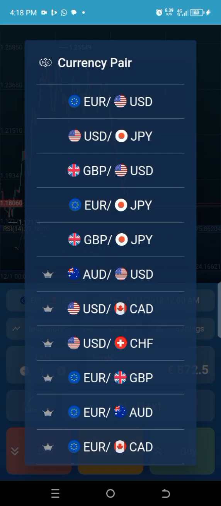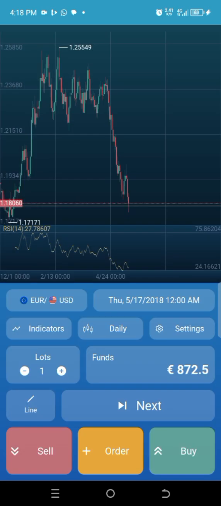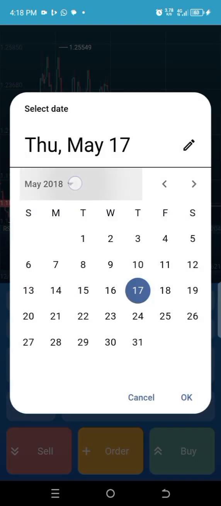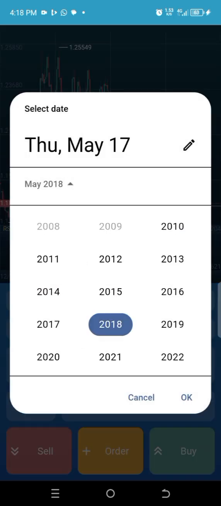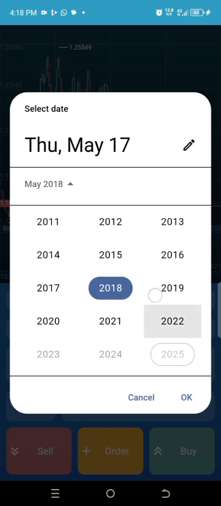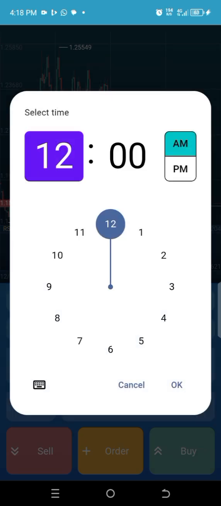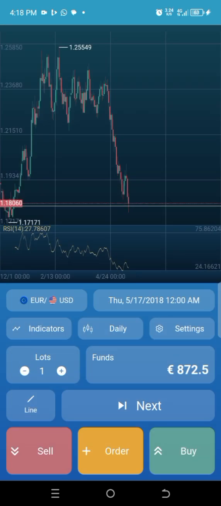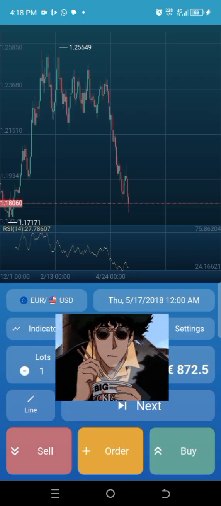Backtest all these currency pairs, and we have a lot of data to go through and see. We started from 2010 and 2018. We still have about 4 years to go, and let's get right into it.